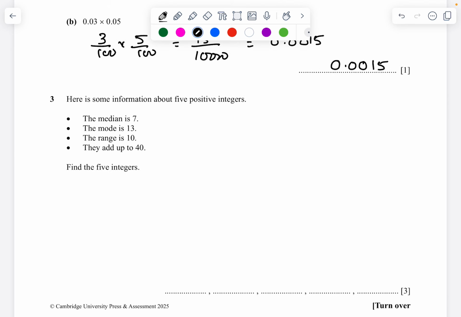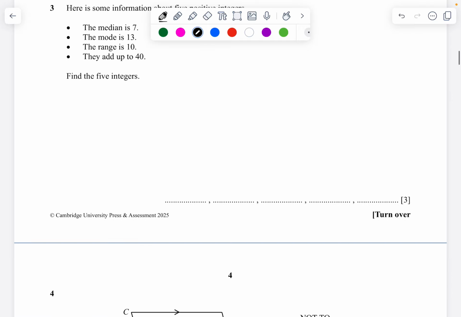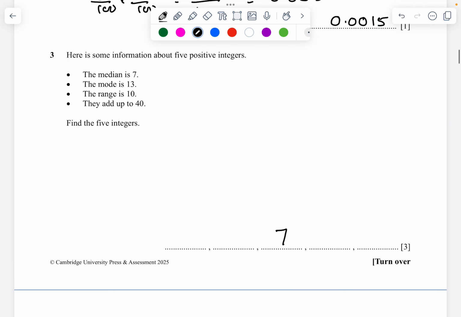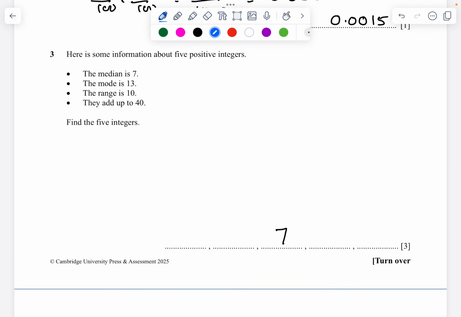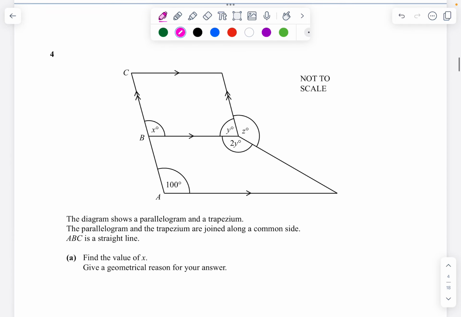Here is some information about 5 positive integers. The median is 7. Median means the middle number is 7, and the mode is 13. So this is 13 and 13. Next, the range is 10. So 13 minus 10 is going to be 3. And they add up to 40. So 3 plus 7 plus 13 plus 13 equals 36. So 36 plus 4 gives me 40. So this number is going to be 4.